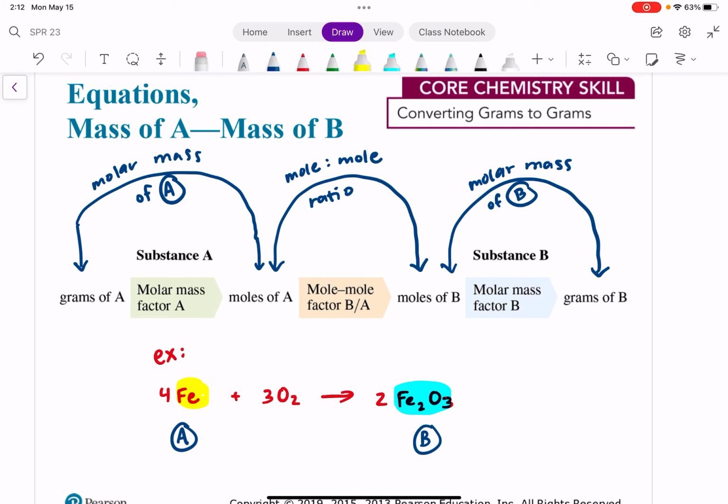And notice that I've drawn these arrows on both sides. So this goes both ways. You can start from B and go to A. You can start from A and go to B. You could have also started, say you knew how many moles of B already. Then you could go to moles of A and then mass of A.